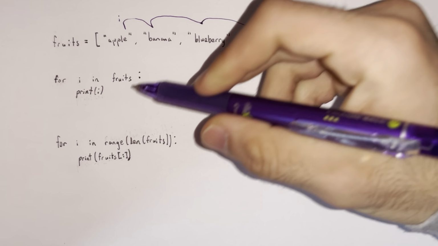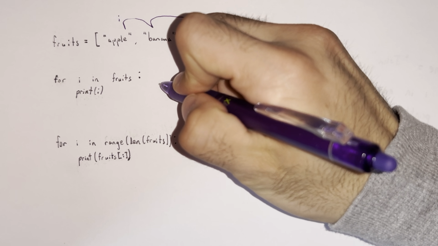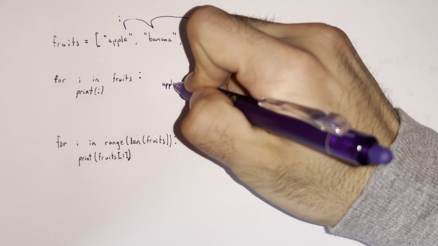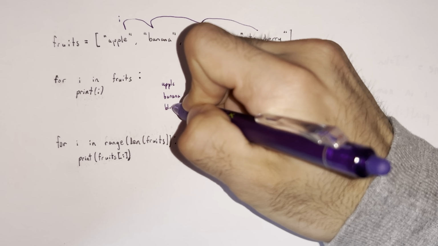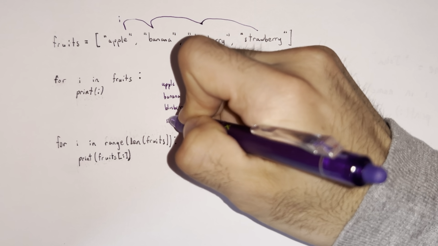So that's why it'll print apple, banana, blueberry, and strawberry.